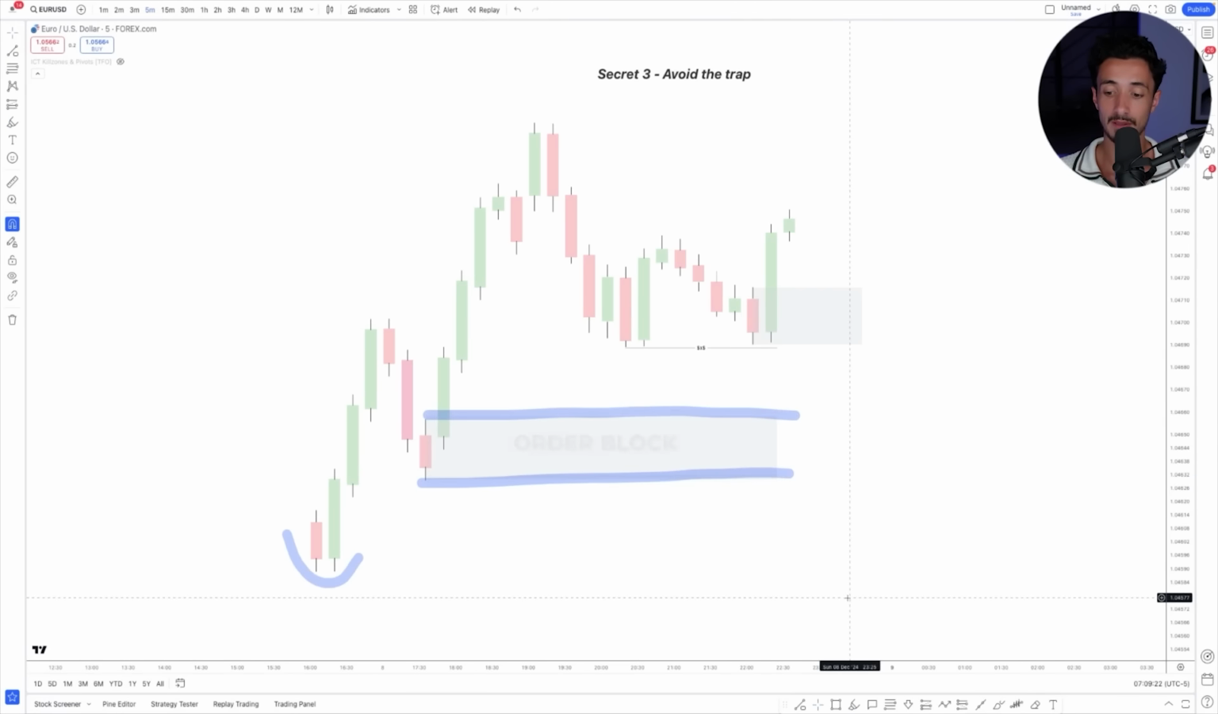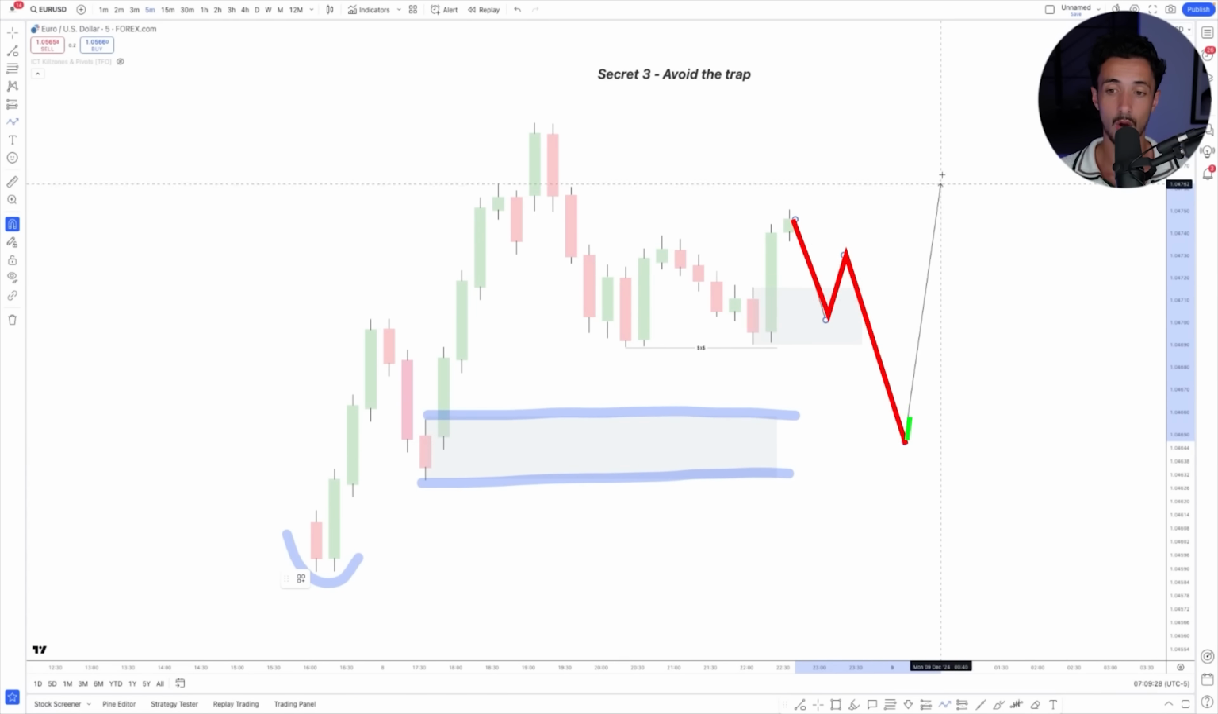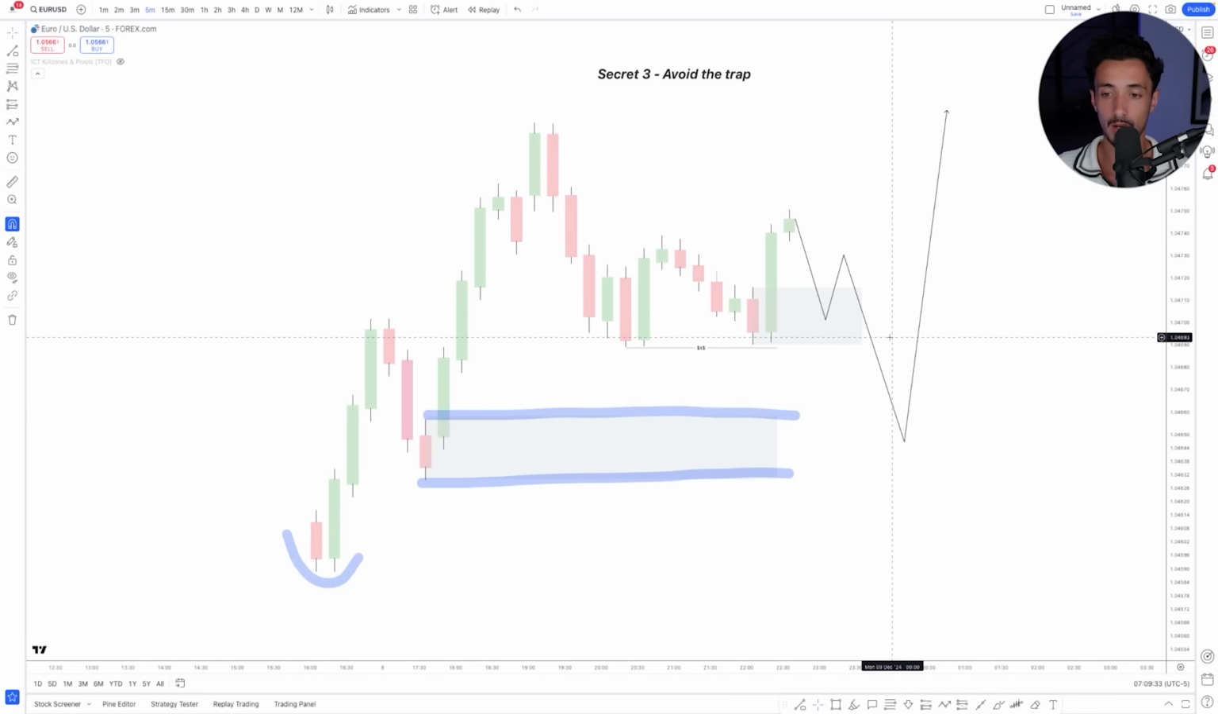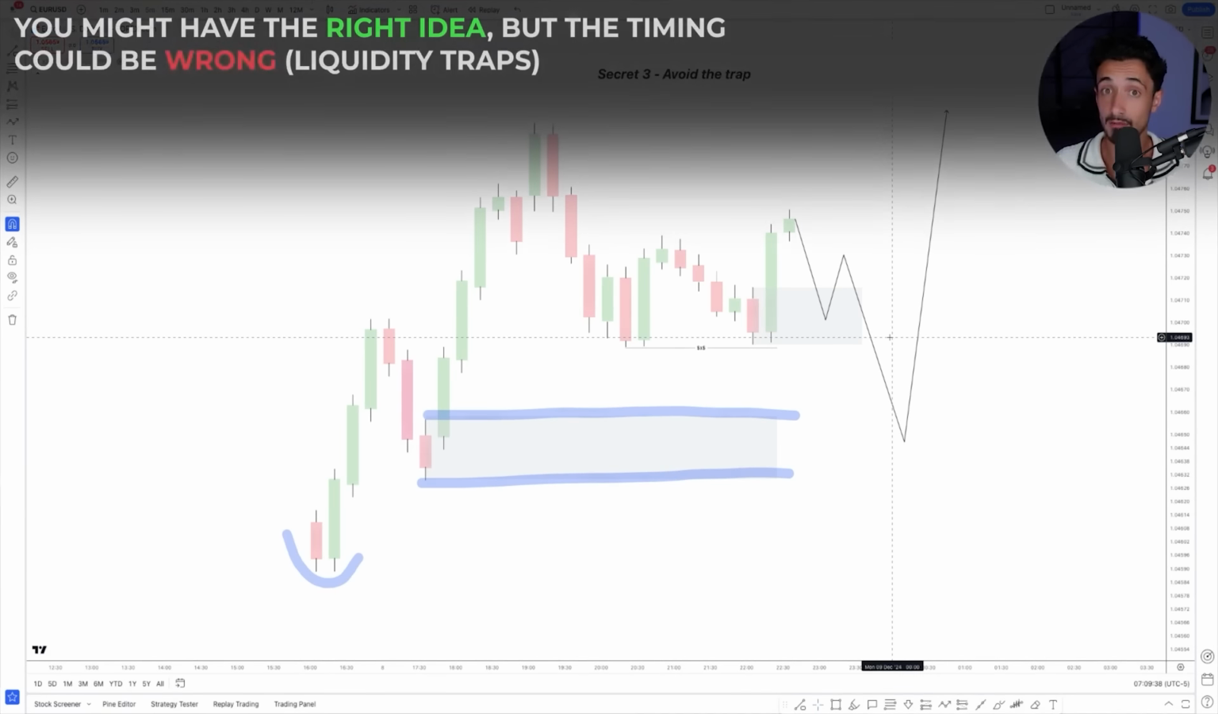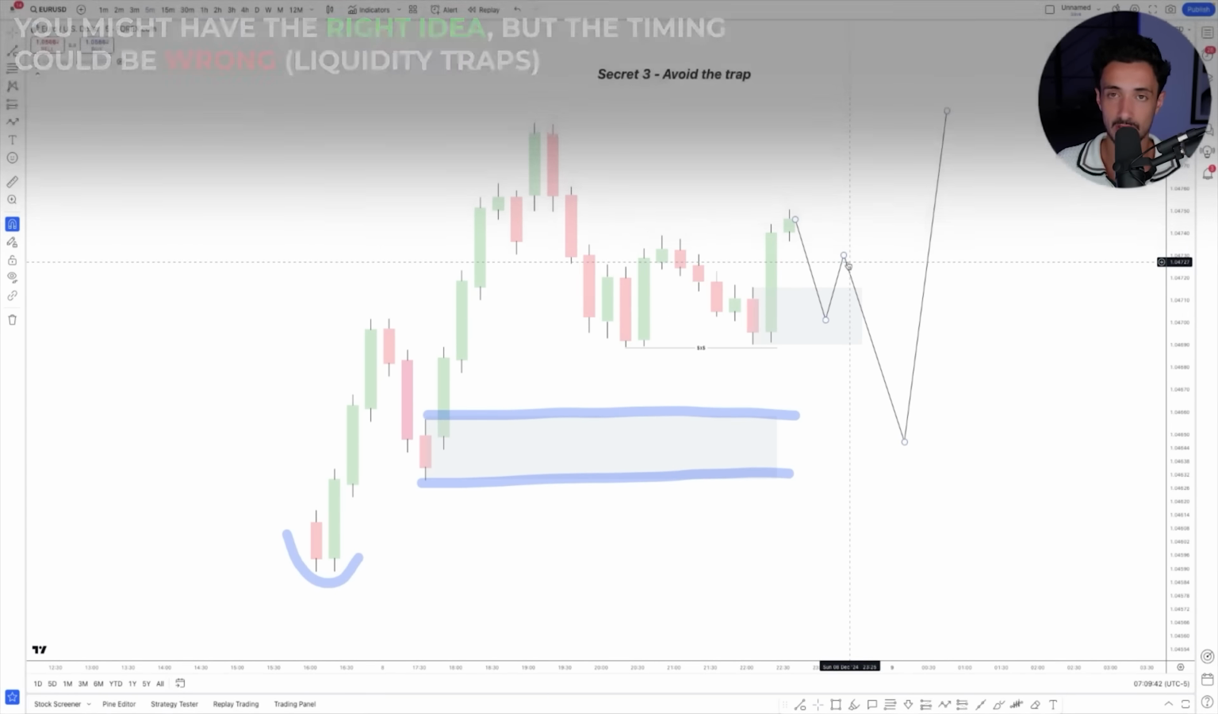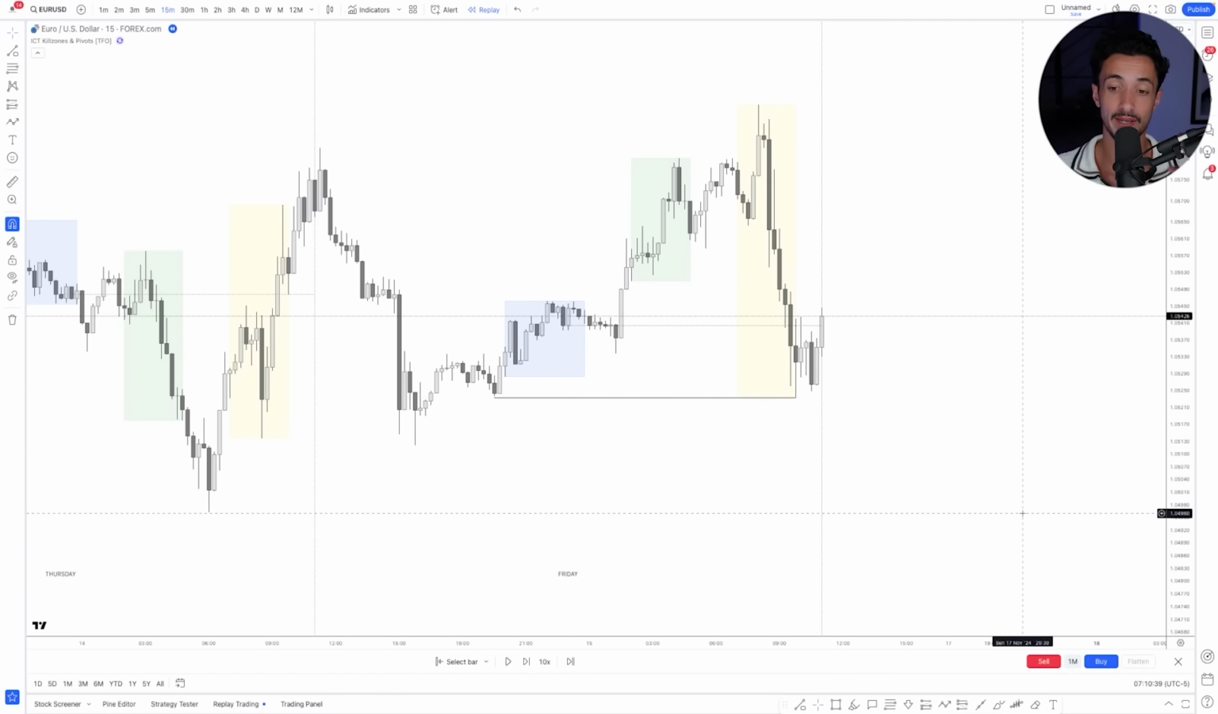And so what happens so many times, time and time again, you may get your reaction and then you get liquidated, only to see price go, leaving you wondering, why didn't my order block work? And the reality is, you're not applying context. You might have the right idea, just the wrong timing, and you get caught in these liquidity traps. Now, avoiding traps looks something like this.